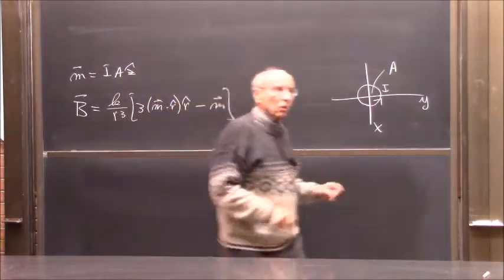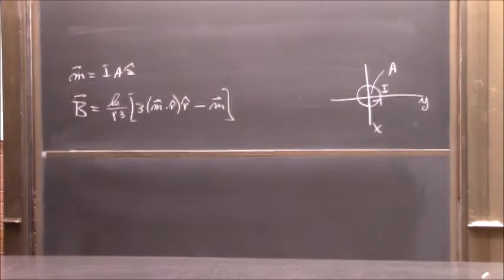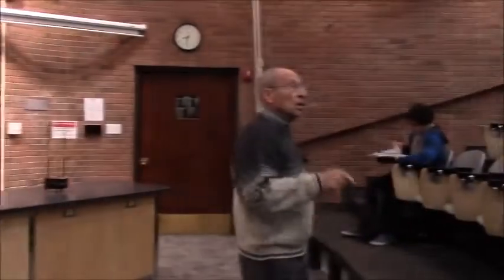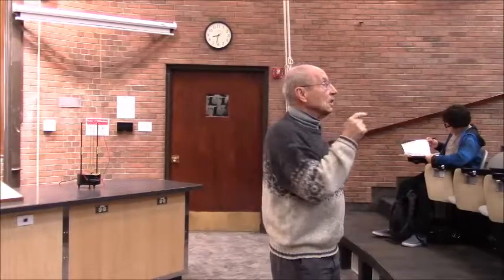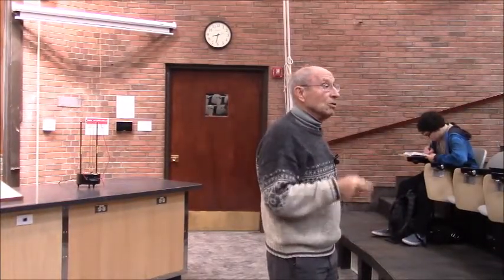So now we know the connection between current loops and magnetic dipoles. And we can always solve the problem either way. We can solve it just integrating the Biot-Savart law to get B, or we can break the circuit into little magnetic dipoles and add up the contributions from each dipole.